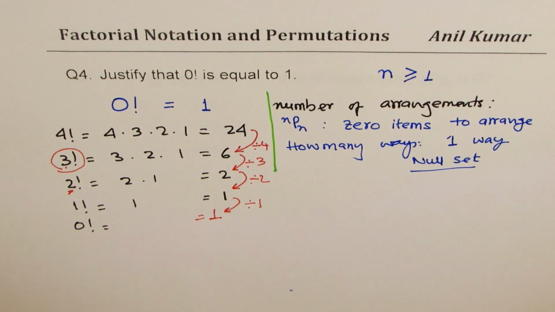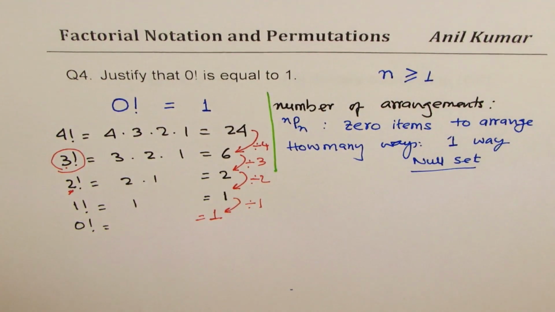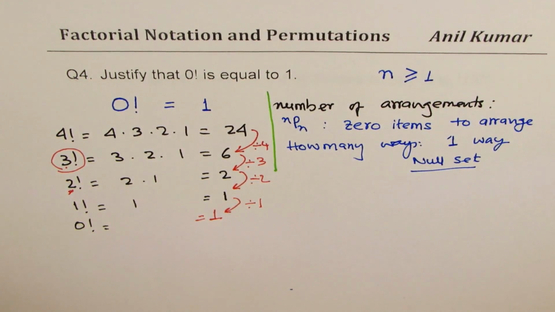So there is nothing very concrete to say about it, but I hope that helps you understand that 0 factorial should be taken as 1. So we'll take 0 factorial as 1 without any further reasons. It forms a base for us.